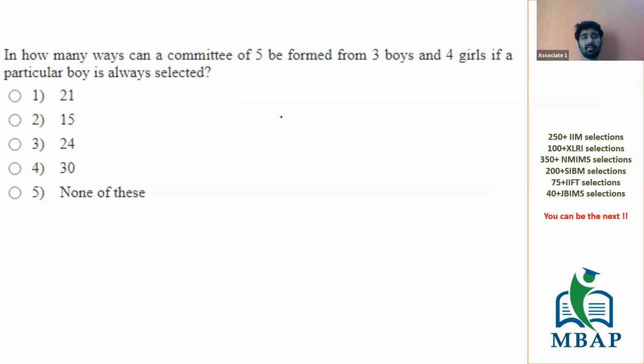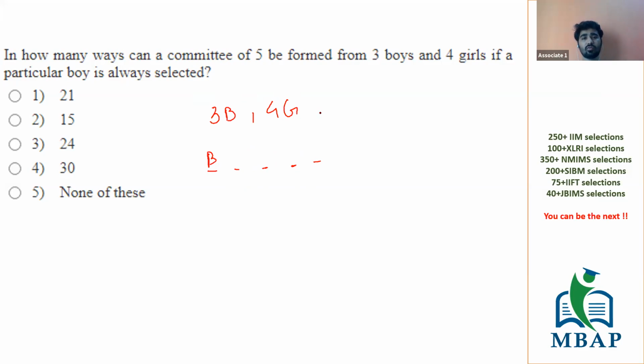So you have to create a committee of five, from three boys and four girls. If a particular boy is always selected, one particular boy is always selected, and now you have four choices to make. In this, you can have any combination. All four can be girls, or you can have one boy, three girls. You can have two boys, two girls, anything.